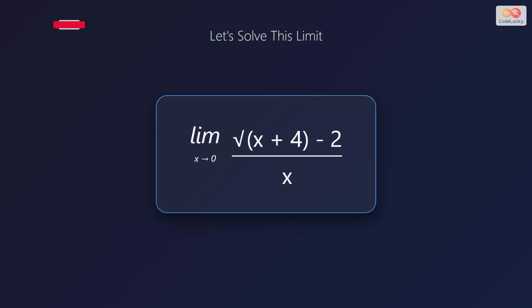Let's look at a classic example. We want to find the limit as x approaches 0 of the square root of quantity x plus 4, minus 2, all divided by x, as we checked earlier. Direct substitution fails here, so we know we need to rationalize the numerator.